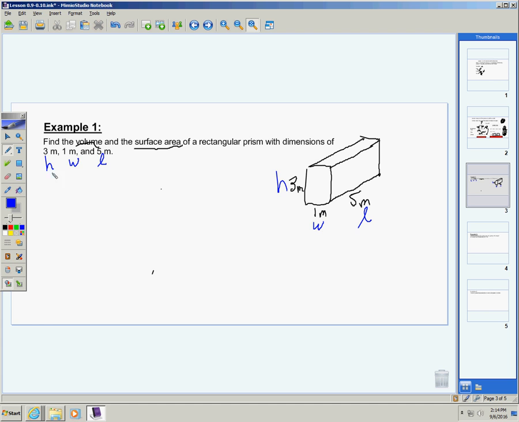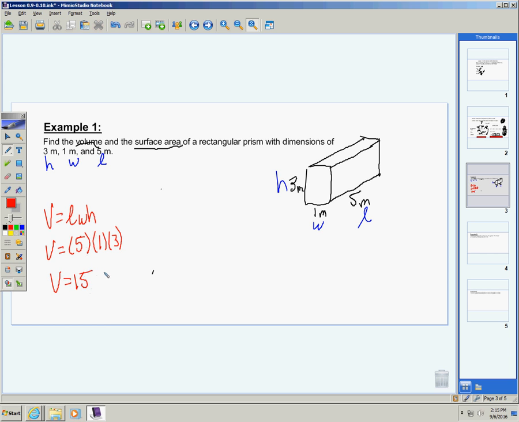And now it's as easy as just plugging into a formula. For volume, it's going to be length times width times height. And remember, when we plug in a number into a formula, we're going to put it in parentheses. So I've got 5 meters times 1 meter times 3 meters. And when I do 5 times 1 times 3, I get 15.